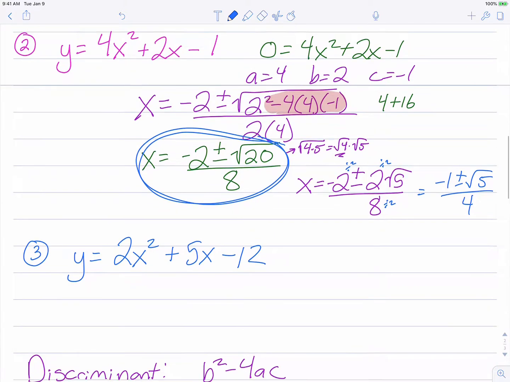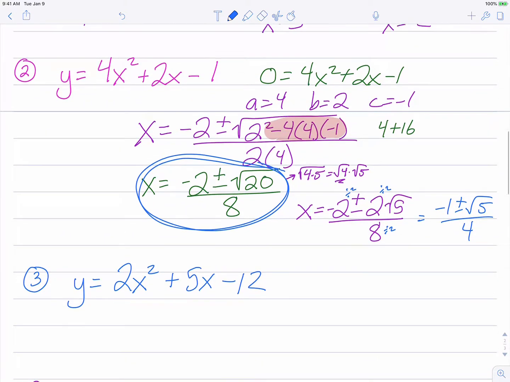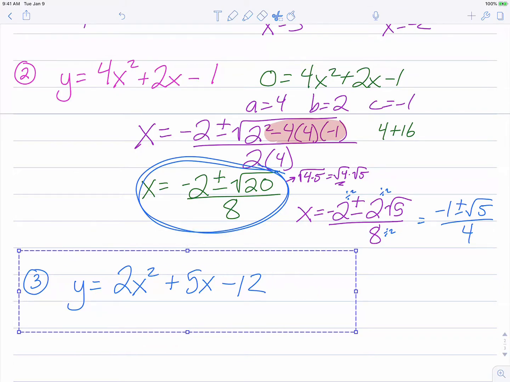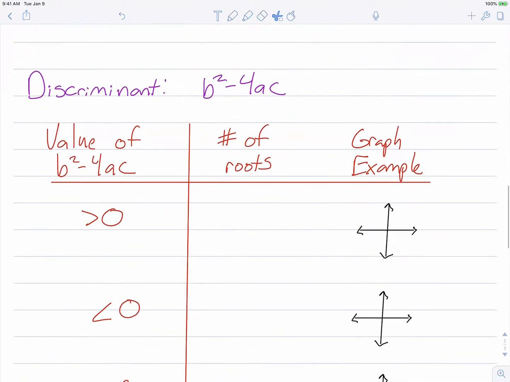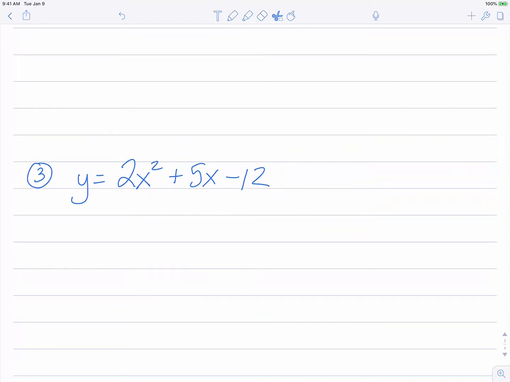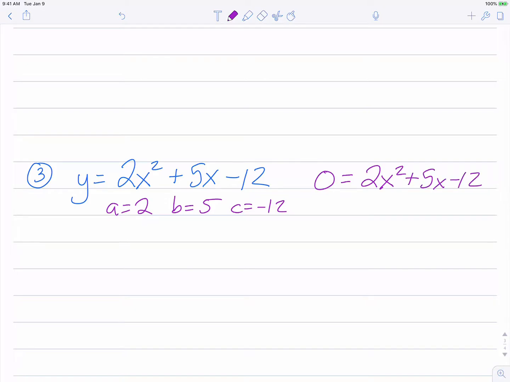Okay, we're going to try this one more time. I'm going to move this really quickly, otherwise I'm going to run out of space. So if we have this problem right here, we have a equals 2, b equals 5, and c equals -12. So I'm going to make y 0, so 0 equals 2x squared plus 5x minus 12. And I'm just going to put it into the quadratic formula.